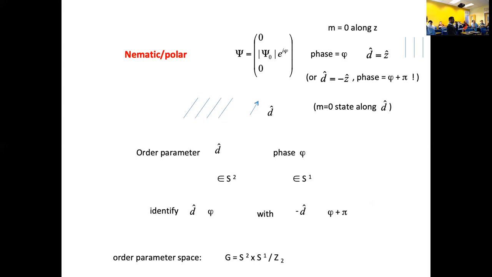So the order parameter has two parts. One is this direction vector d, and the other is this phase. The direction belongs to the two-dimensional surface of the sphere, so it is S2, and the phase is S1 as before. But there is one thing that you have to remember. If I write the order parameter as d and phi, that is exactly the same as minus d and phi plus pi. I have two sign changes, and I would get exactly the same wave function. So formally, the order parameter space is the product of S2 and S1, but then I have to identify these opposite points. And so usually people would write it as a quotient group like this.